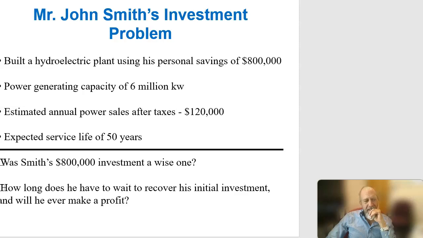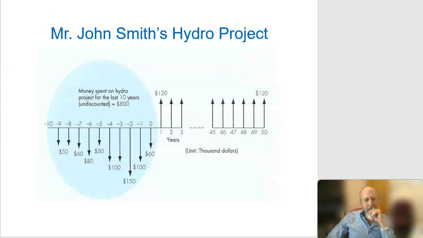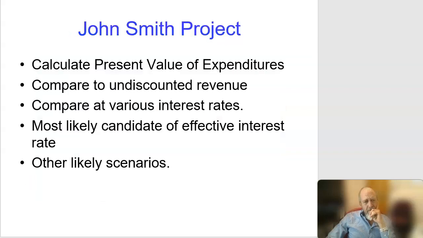Okay, again, I've got a few pieces of information that are going to help you out here. The $800,000 was actually spent at different periods in time because it took him 10 years to build the plant. This first part's easy. These numbers need to be made into a present value. You need to know what it is here at time 0 when you started making money off of this thing. So there is a process. You're going to calculate the present value of expenditures.